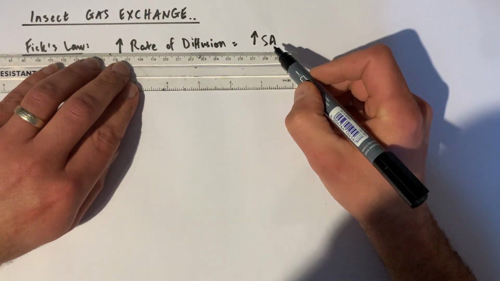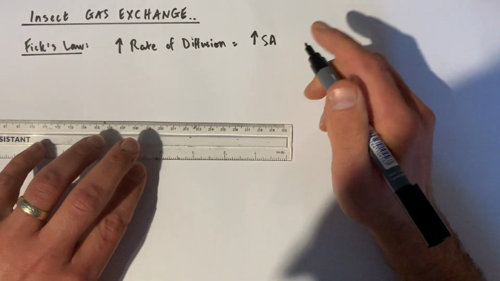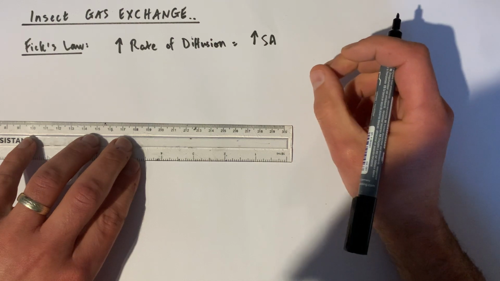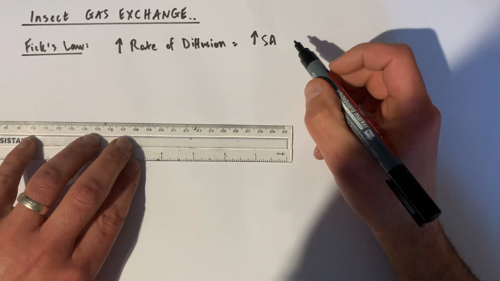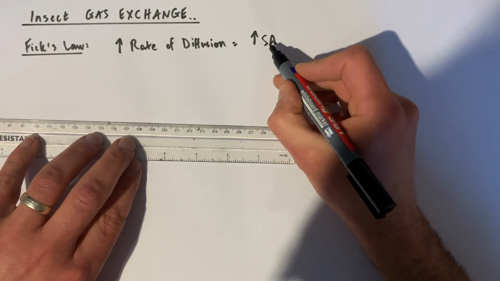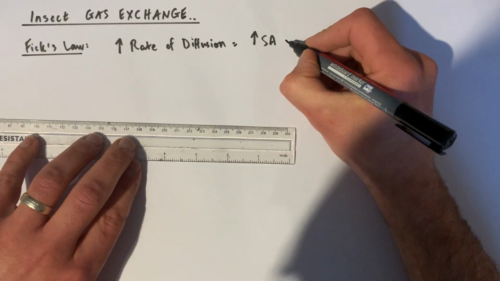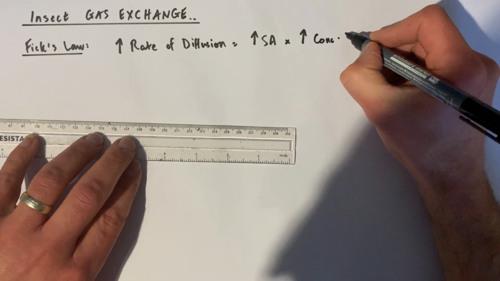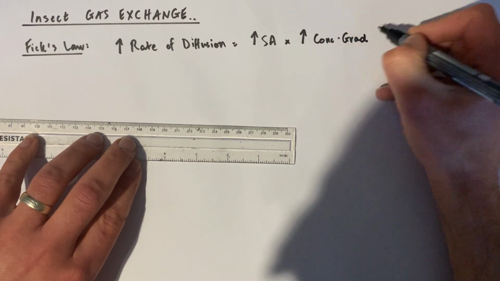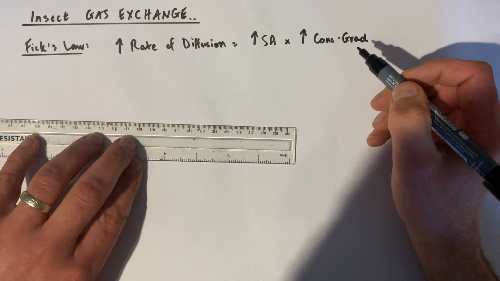So the gas exchange surface in an insect is the tip of the tracheole. The tracheole is the needle-like tube at the end of the trachea that branches off from the trachea. So a big surface area to maximize the rate of diffusion, times a big concentration gradient of oxygen or carbon dioxide in the opposite direction.